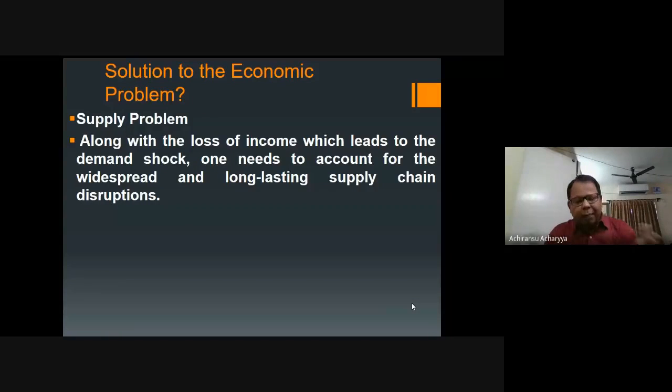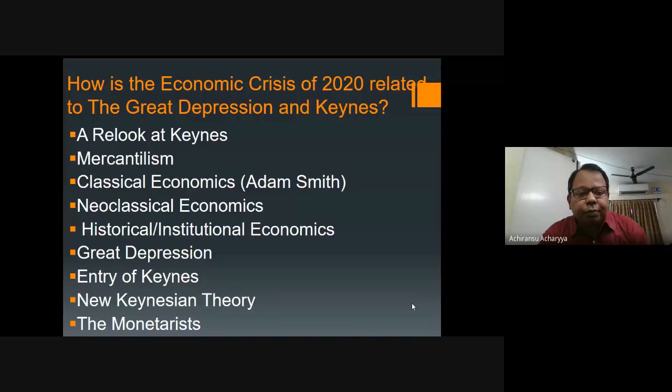I think in maybe some parts of Bangladesh, the lockdown is still on. So if you have a lockdown, then the supply chain breaks down. So even if you have money, you cannot buy what you want to buy. If that happens, then you have a supply problem, and that is another issue. We'll be addressing that also.